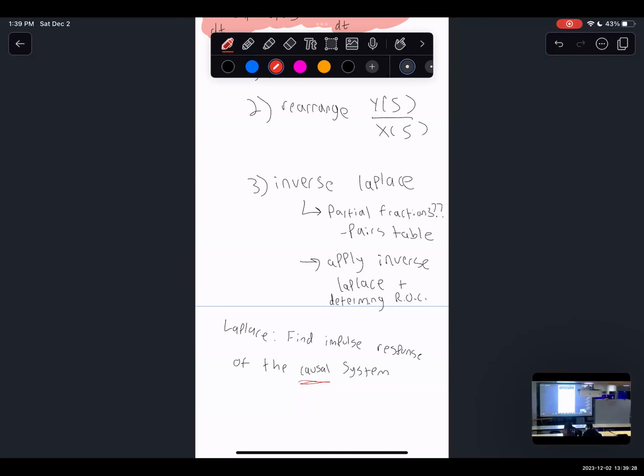But if you're not given any information about that, what I would do is assume it's causal and write that you're assuming it's causal, and that's why you determined the region of convergence to be this region. Because in real life, all the systems you're reporting on are causal, since otherwise you'd be predicting future values.